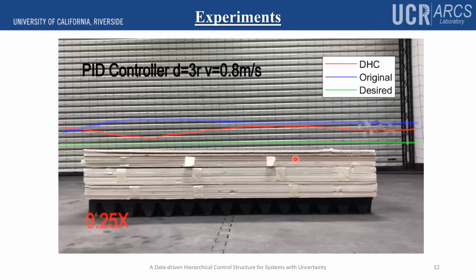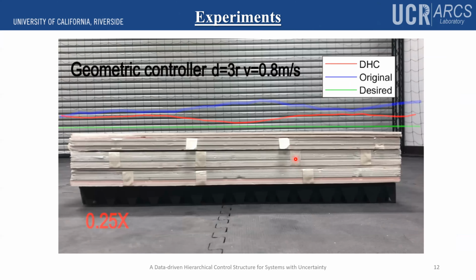Here, the red line represents our structure, and the blue one illustrates the original one. The green is for the desired height. From the video, we can see we are learning from the measurements collected under the ground effect at the beginning. Our approach can drive the robot closer to the desired height. And that's one of the examples.